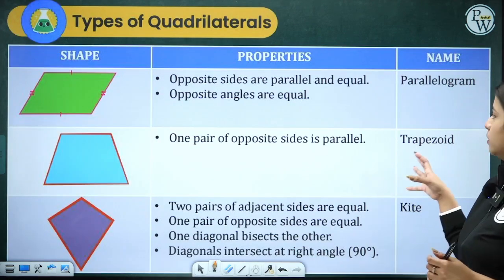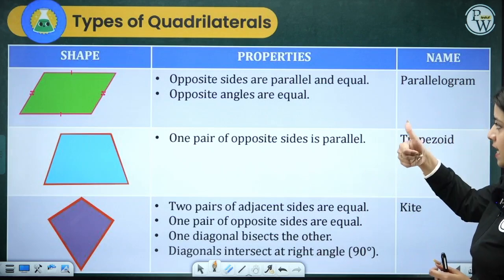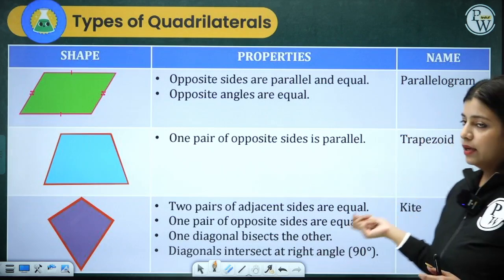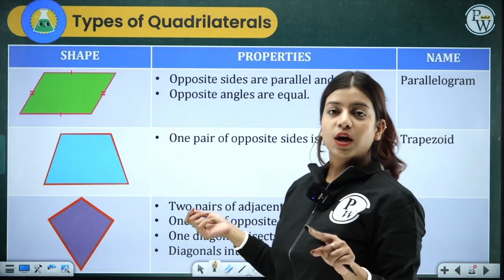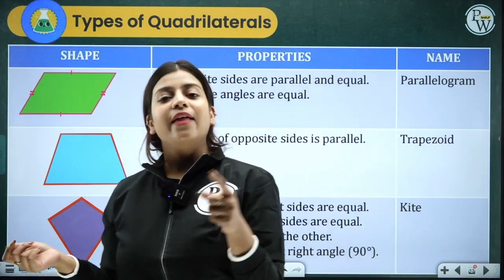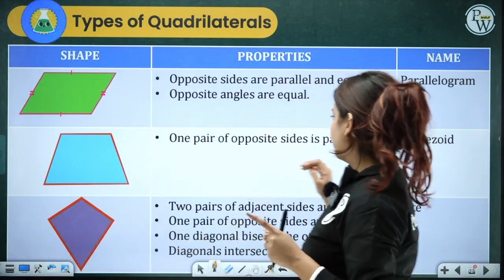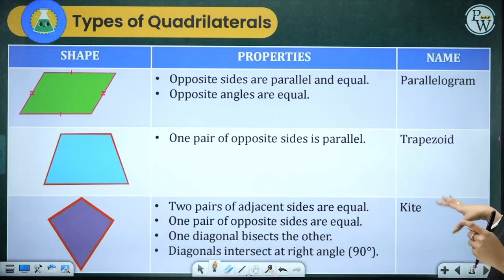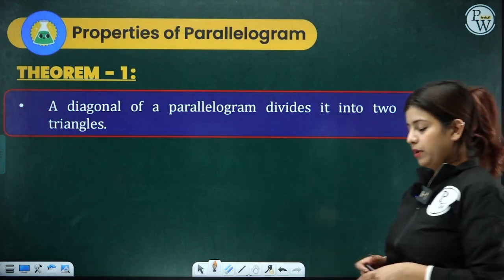Then we talk about, students, the parallelogram: opposite sides are parallel and equal, opposite angles are equal, adjacent angles are supplementary, and the diagonals bisect each other. Then we have the trapezoid: one pair of opposite sides is parallel. Then we have the kite: two pairs of adjacent sides are equal, one pair of opposite angles are equal, one diagonal bisects the other and the diagonals intersect at right angles. So these are the properties.